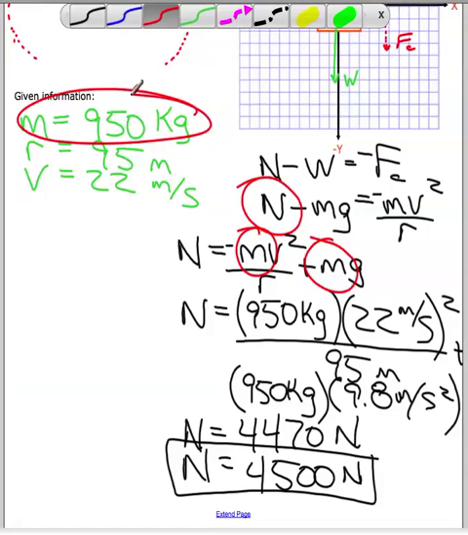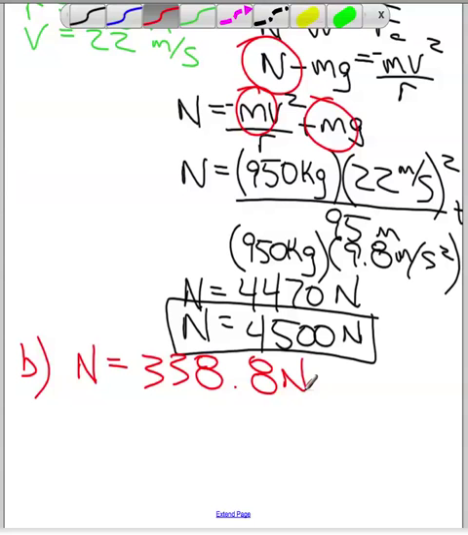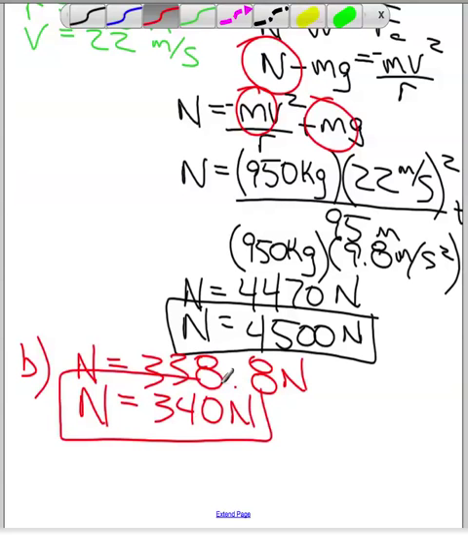For part B of the problem, the solution is that the normal force of the seat of the car on the driver is 338.8 newtons. That's what I calculated when I put those numbers in. And so when we truncate for significance, we'd get 340 newtons for the normal force on the driver from the car seat.